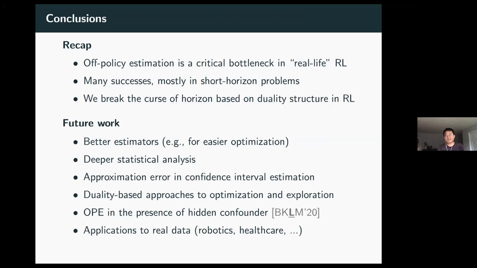Thanks. Yeah, thank you, Dr. Li, for a great talk. So before we move into the detailed derivation in the next slide, I want to ask whether there are any questions from the audience.